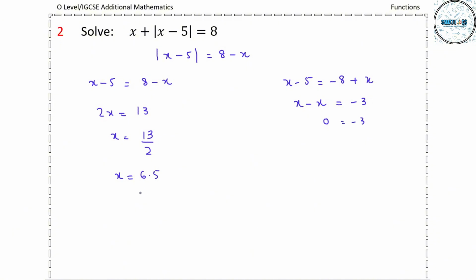We will check this value by substituting in the equation whether it is satisfying the equation or not. So 6.5 plus the absolute value of 6.5 minus 5 is equal to 8. So we have here 1.5 is equal to 8 minus 6.5, which is 1.5. The absolute value of 1.5 is 1.5.